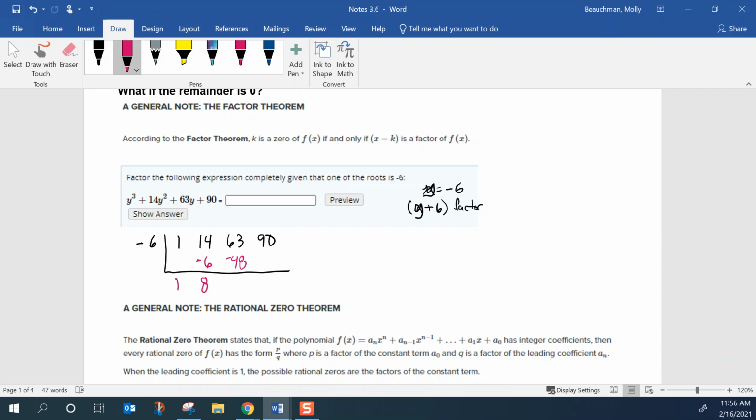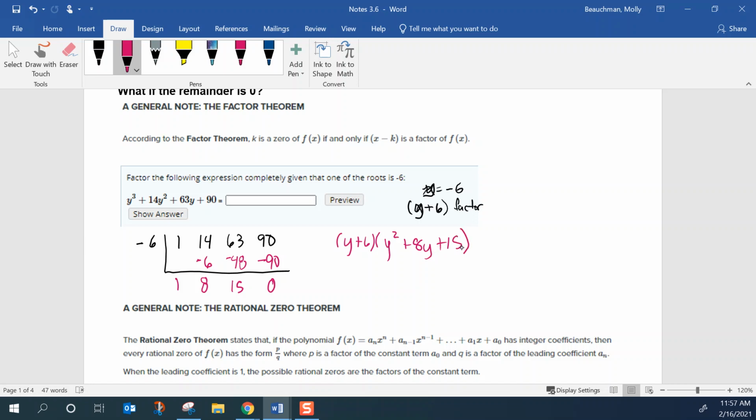63 minus 48 is 15. 15 times negative 6 is negative 90. And we get a 0. The remainder is 0. So what that means is y plus 6 is a factor. And when we divided this out, we're left with y squared plus 8y plus 15.